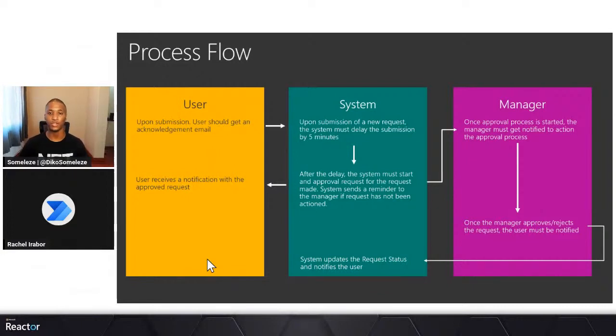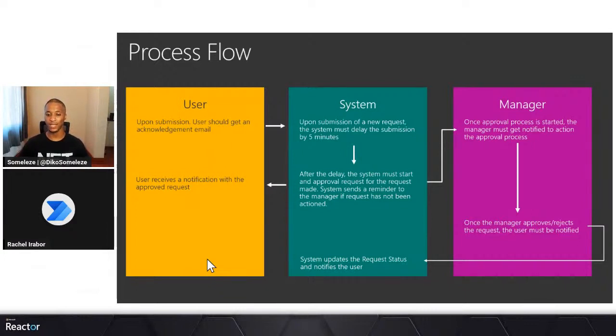So it could be an employee and their manager. Upon submission, they should get an acknowledgement email that their booking request has been submitted. And then once that booking request has been submitted, obviously the system must delay the submission by 5 minutes so that it can process all of the information that it got from the user.